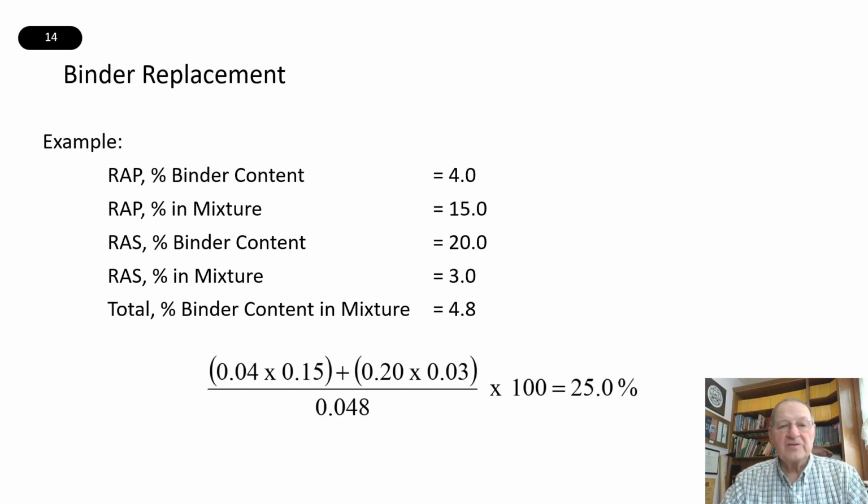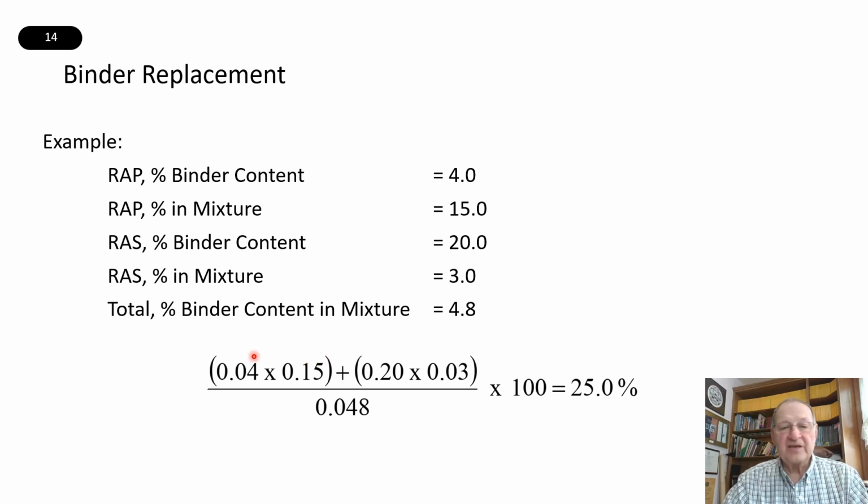So here is an example. We've got the percent of RAP is 15%. The percent of shingles is 3%. The asphalt content of the RAP is 4.0. The asphalt content of the shingles is 20.0. And the total asphalt content in my sample is 4.8%.